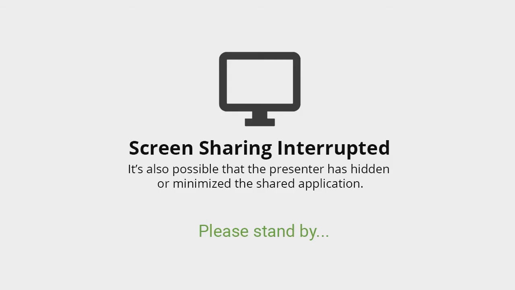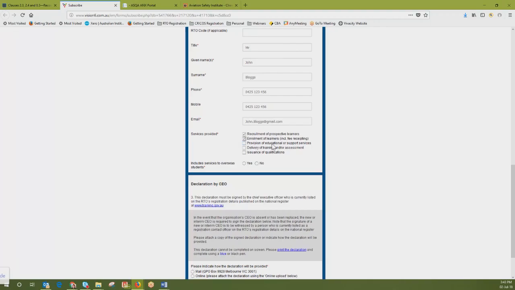They might be recruiting prospective learners, enrollment of learners, including fee receipting. So they might be enrolling students on your behalf. They might be providing educational support services. So it might be counselling services or support services where they're looking after your students on your behalf.